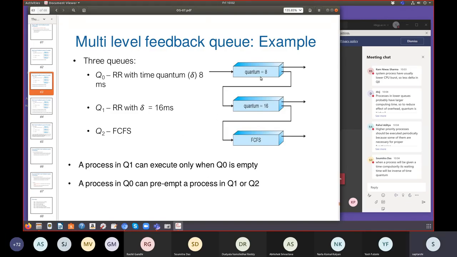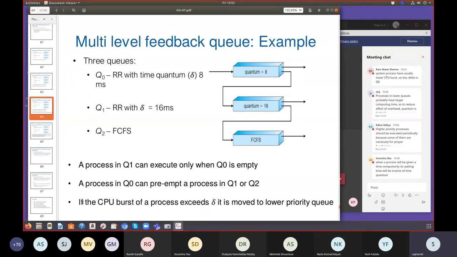So first of all, the idea is that this Q0 has higher priority. So processes in Q0 have higher priority than processes in Q1, and processes in Q1 have higher priority than processes in Q2. So a process in Q1 can execute only when Q0 is empty. Similarly, a process in Q2 can execute only when Q1 is empty, etc. Also, a process in Q0 can preempt a process in Q1 or Q2. All these mechanisms are there.